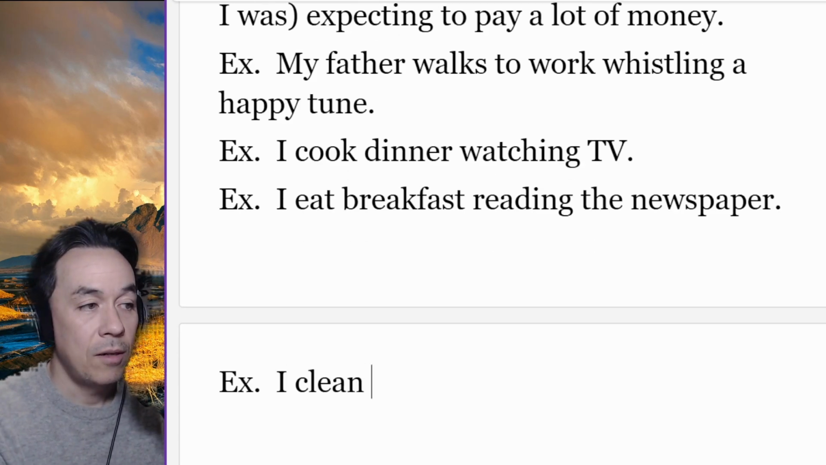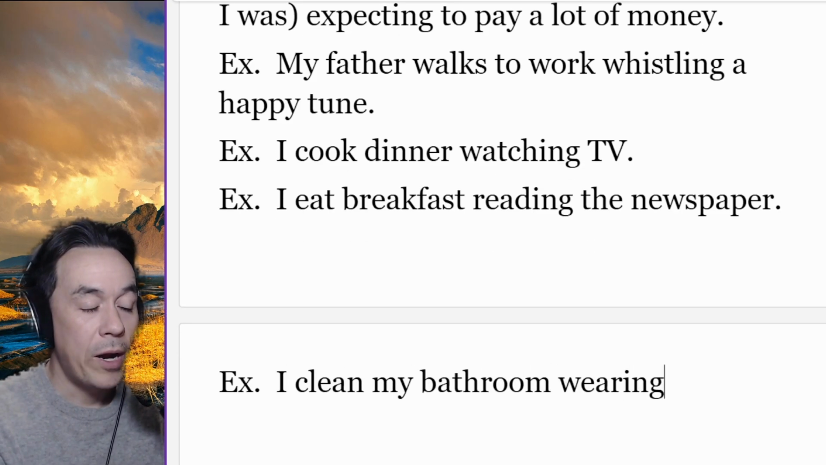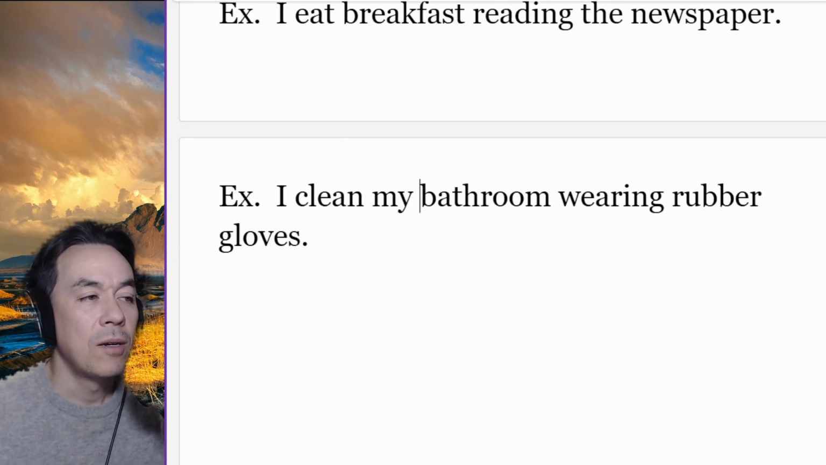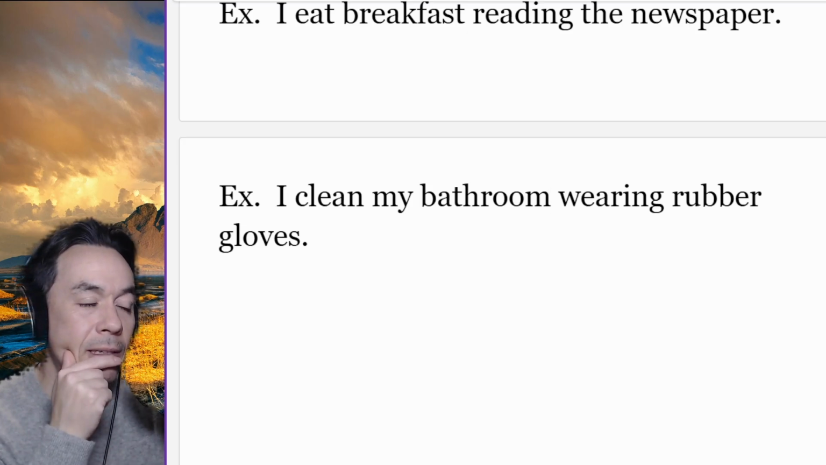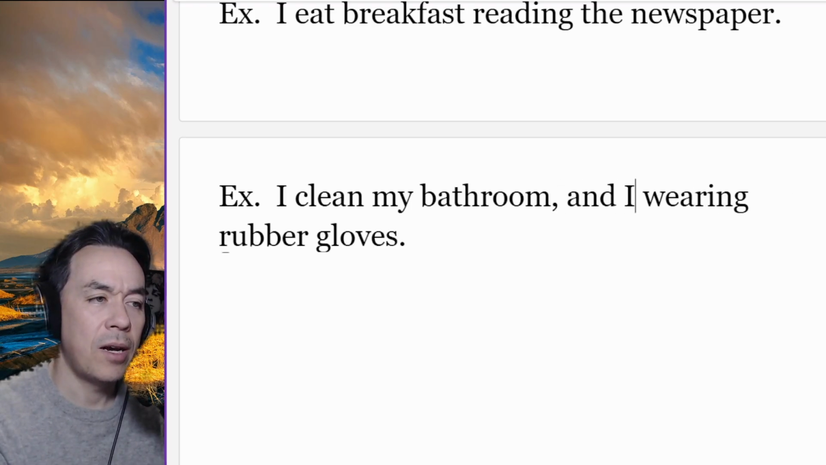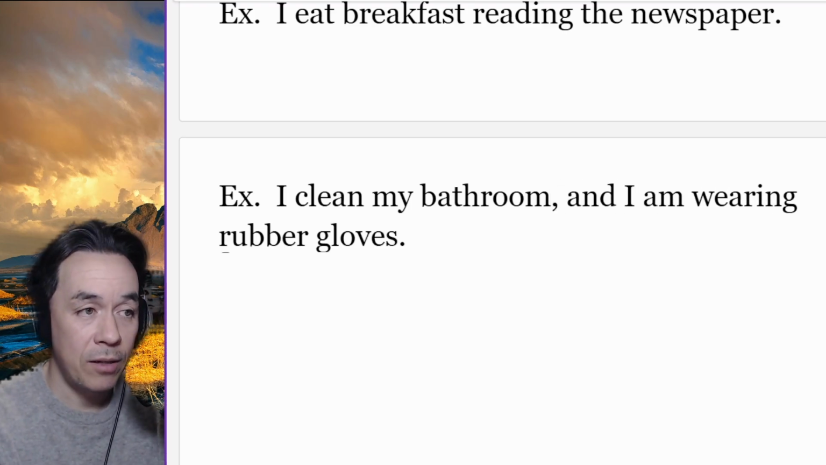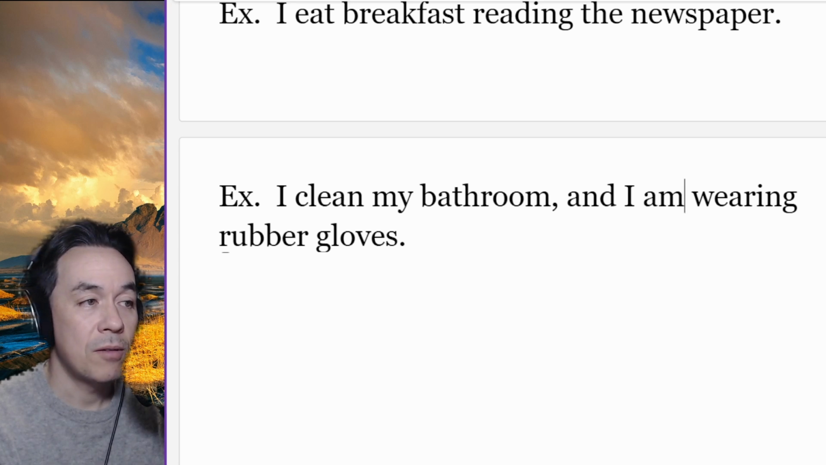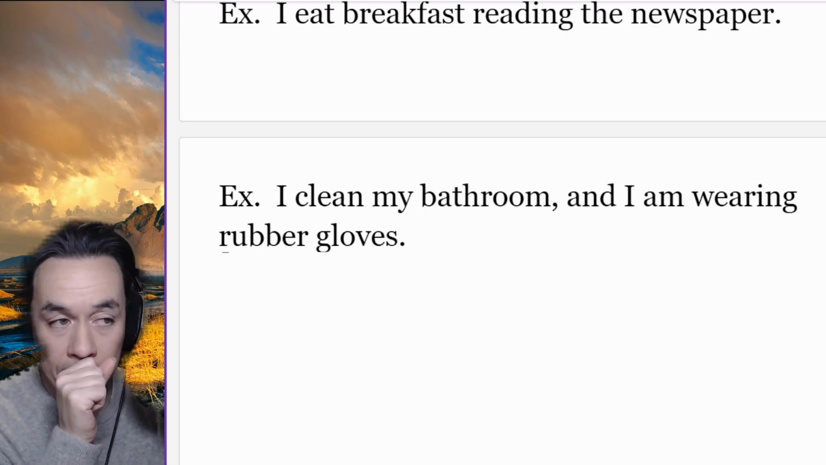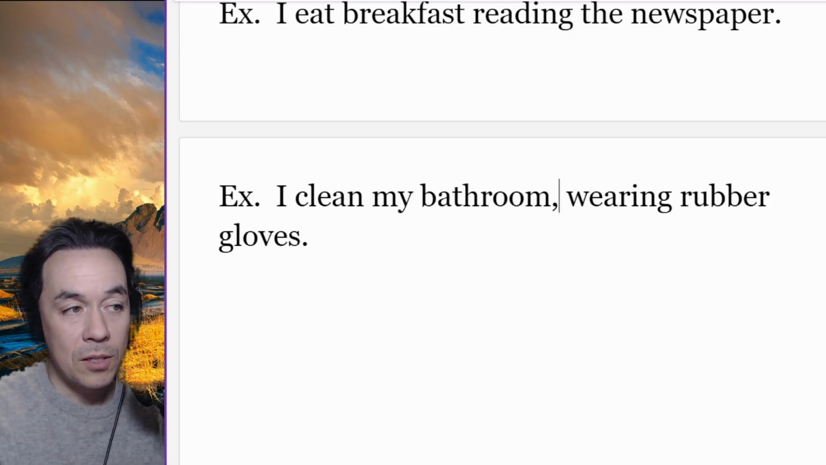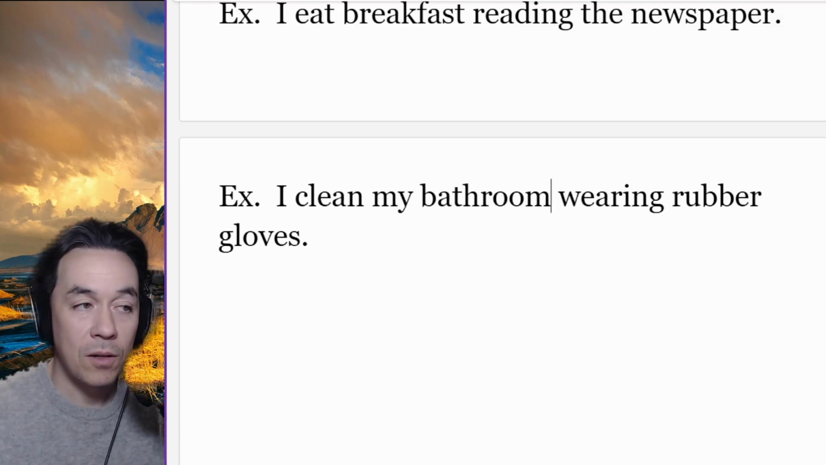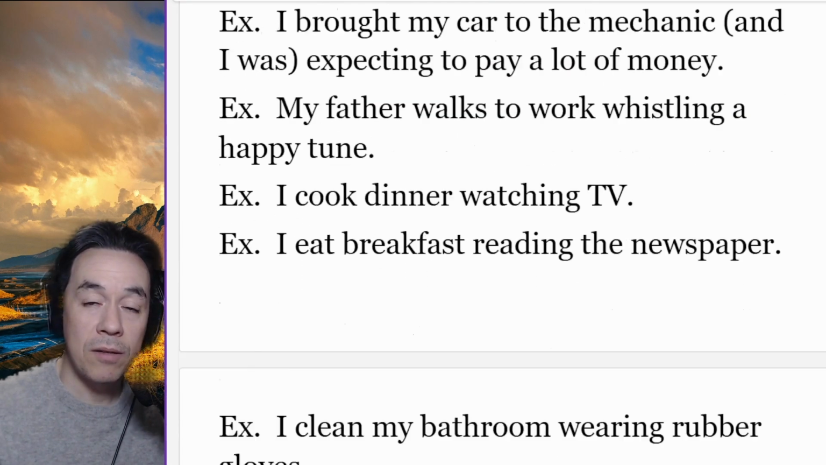I clean my bathroom wearing rubber gloves. Okay, so yeah, I think you can see there's a kind of convenience here where you don't have to worry about it. So this is the same pattern, same time. Just take it out. I clean my bathroom, wearing rubber gloves. Okay, so yeah, this is definitely a style I recommend using.